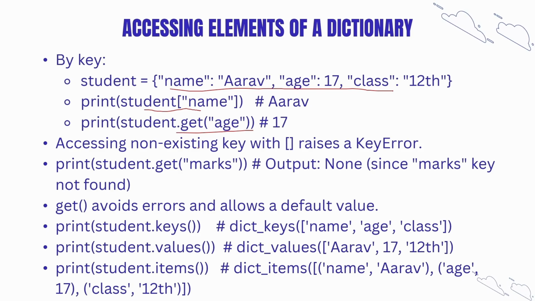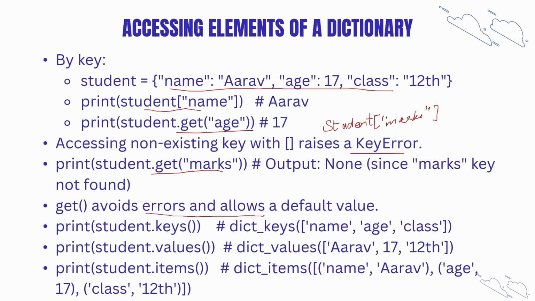Then accessing a non-existing key will raise a key error. So if I say student, and inside I use this key marks, this will throw me a key error because the marks key is not present inside this dictionary. So instead of using this, if we are not sure what all keys are there, it's better to use student.get marks, because then it only gives us None. So get avoids the error and allows a default value.